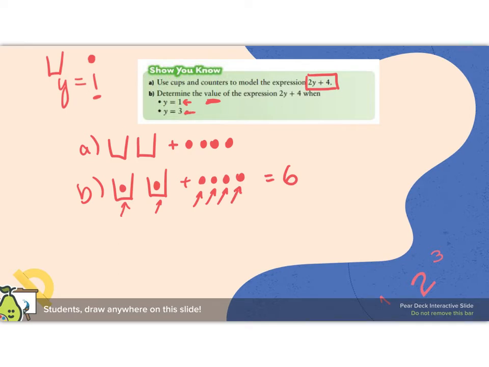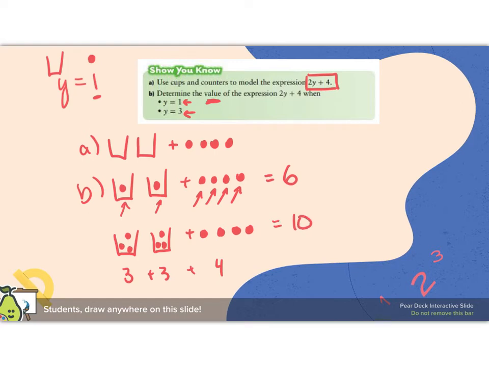What about if y was equal to 3? So same beginning, I have 2 cups plus 4 counters. So that's my 2y plus 4. And inside each cup is 1, 2, 3, 1, 2, 3. So now I can see this is 3 plus 3 plus 4. So that gives me a total of 10.